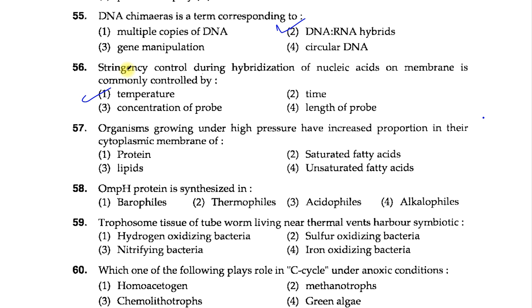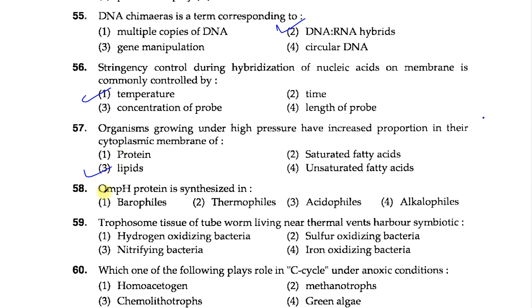Question number 57. Organisms growing under high pressure have increased proportion in the cytoplasmic membrane of 1. Protein, 2. Saturated fatty acids, 3. Lipids, 4. Unsaturated fatty acids. The correct option is the 3. The conformational changes in the lipids are responsible for the high tolerance in high pressure. So option 3, lipids, is correct.